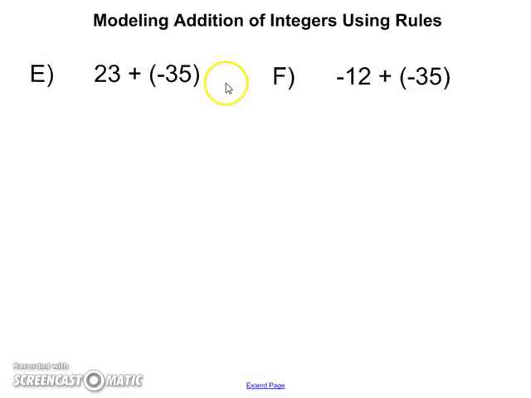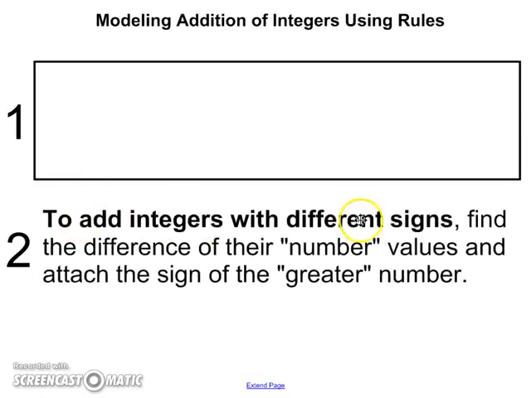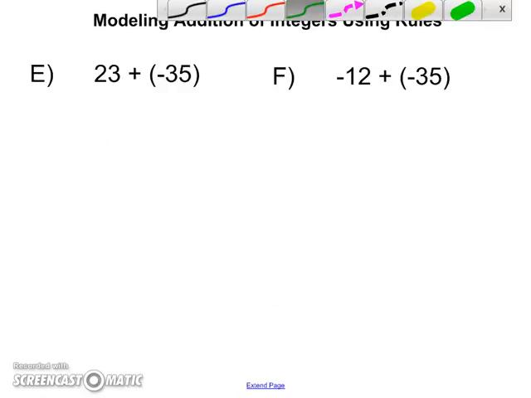So when I look at these numbers, and you notice I've used bigger rules, in E I have two numbers, a positive and a negative. So I'm going to go back to rule number 2, adding integers with different signs. I find the difference of their number values, and I attach the sign of the greater number. So okay, I come back here.